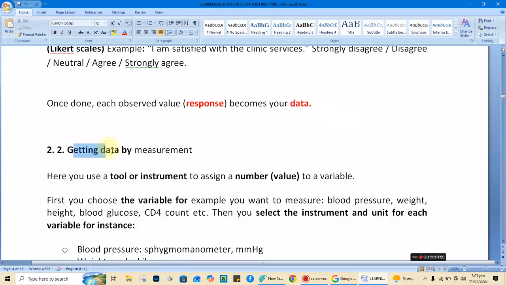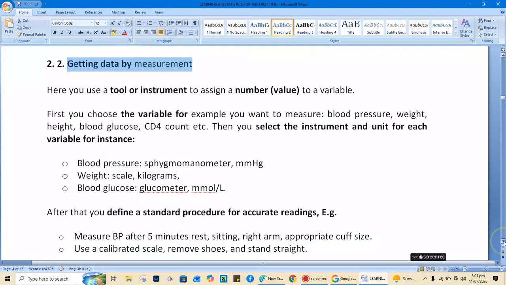How do you get data by measurement? Remember, there are two ways of collecting data. You can collect data through observation, which we've talked about. You can also collect data through measurement. So how do you collect data through measurement? You are going to have to use a tool or an instrument that is available, that is going to help you to come up with the data that you want.